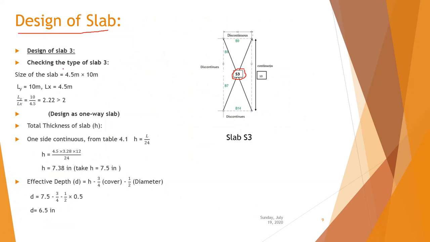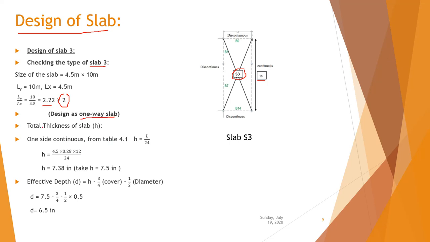First of all, check the type of the slab S3 as I showed you before. Is it a one-way slab or two-way slab? So we have to find the ratio Ly over Lx. What is the x direction? We have 4.5, and what is the y direction? We have 10. So Ly over Lx is 2.22, which is greater than 2. Therefore, you have to design it as a one-way slab.